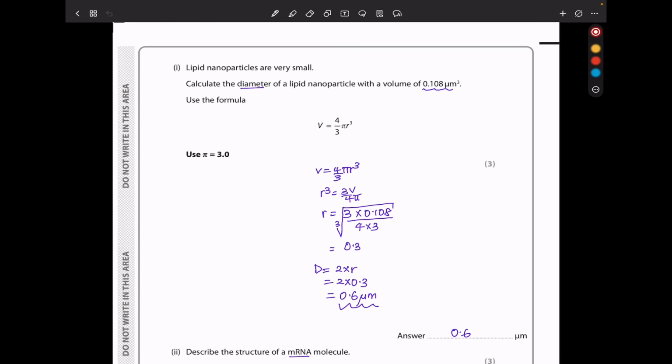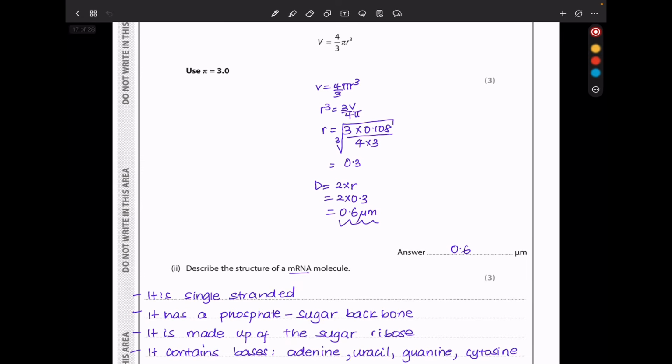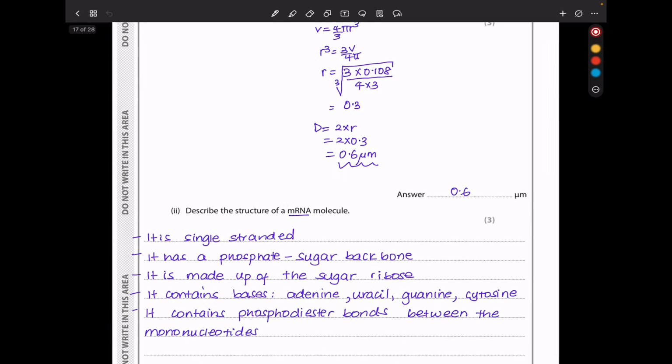Calculate the diameter of a lipid nanoparticle with a volume of 0.108 micrometer cubed. They want us to use this formula, and pi is equal to 3. So if volume is 4 over 3 pi r cubed, r cubed is going to equal 3 times volume divided by 4 pi. And then substituting in the volume, r is going to be the cube root of 3 times 0.108 divided by 4 times 3, giving us 0.3. Now this is going to be the radius, but the question wants us to find the diameter. And we know diameter is twice the radius, so it's going to be 0.6 micrometer as the answer.